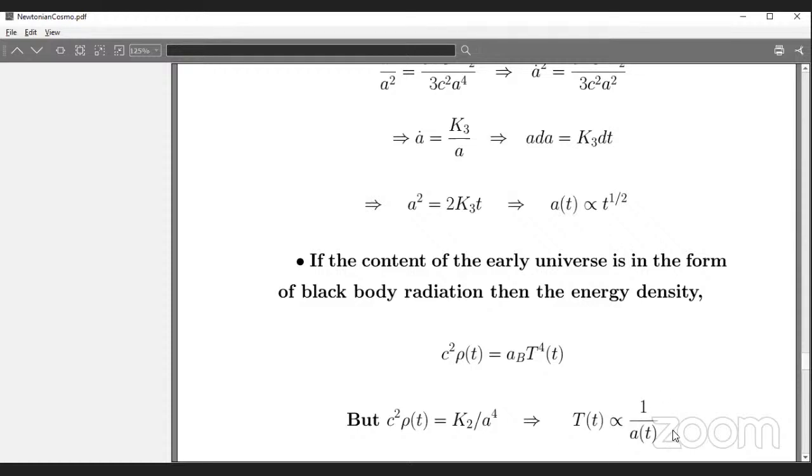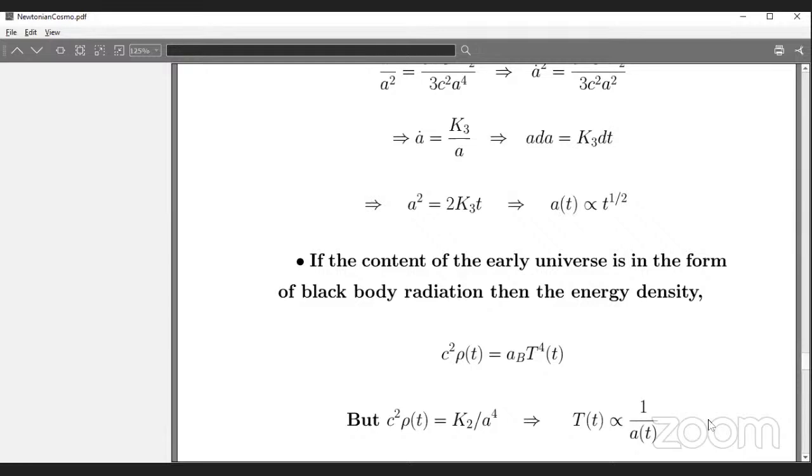And that is precisely the reason today the temperature of the universe, when I say temperature of the universe, what do I mean? Temperature of what? It is the temperature of the photons, the background photons, which are currently in the form of cosmic microwave background photons. Today, the temperature of the cosmic microwave background photons is 2.73 degree Kelvin. Very low.